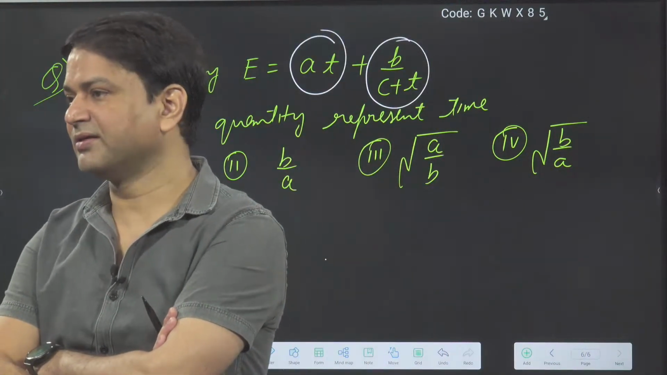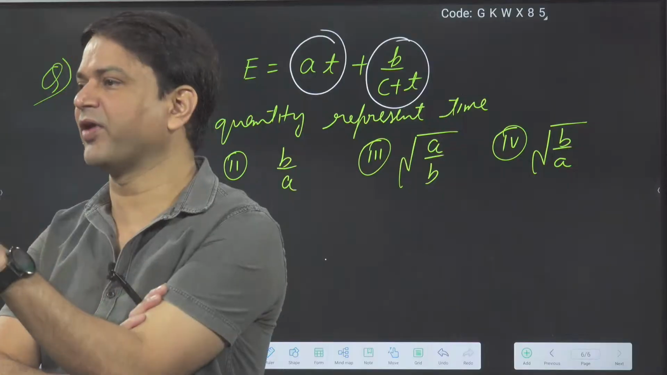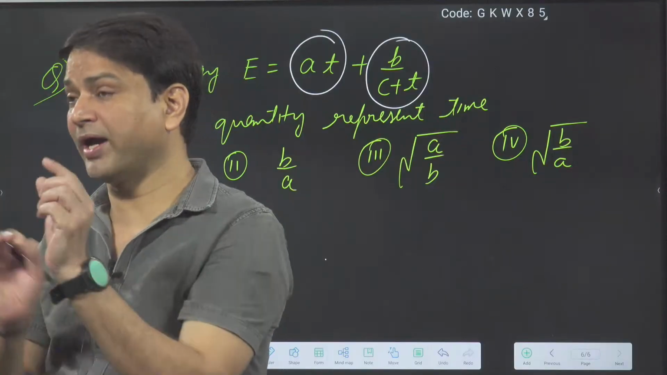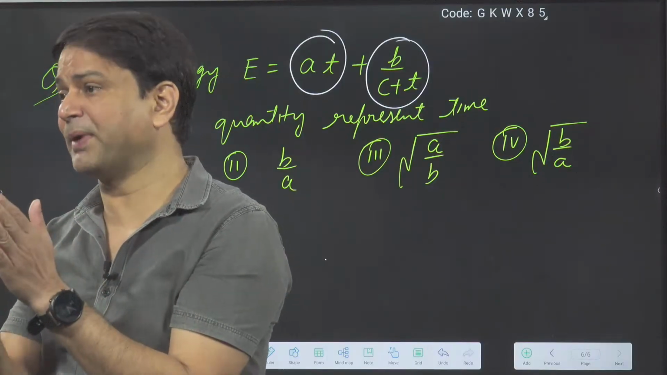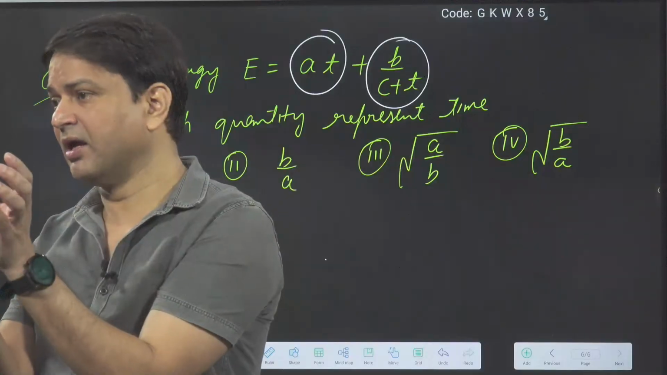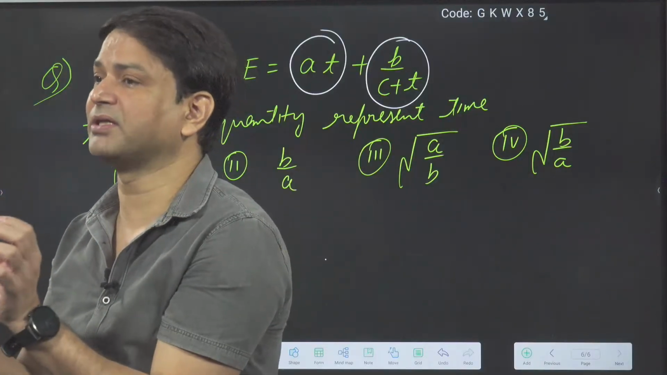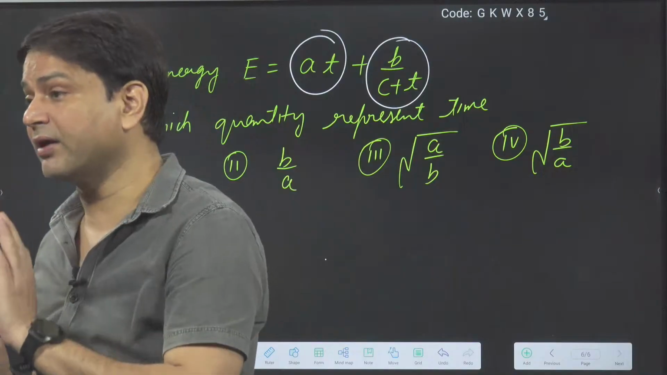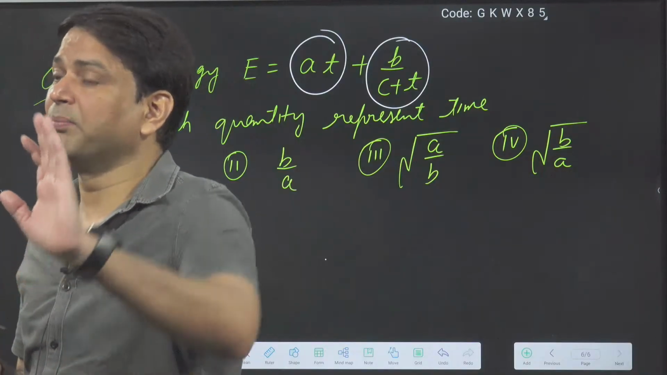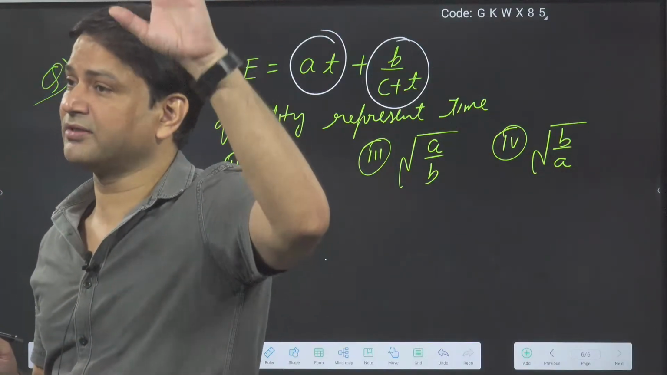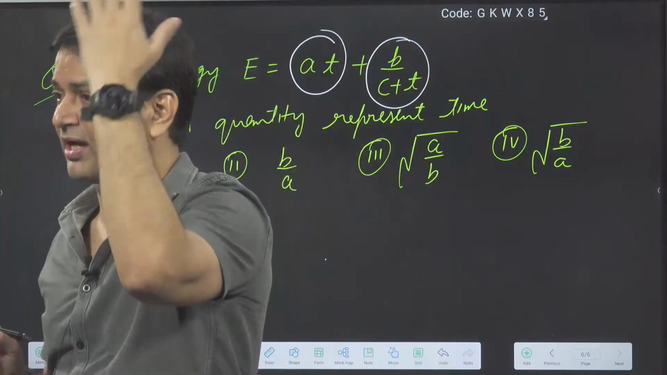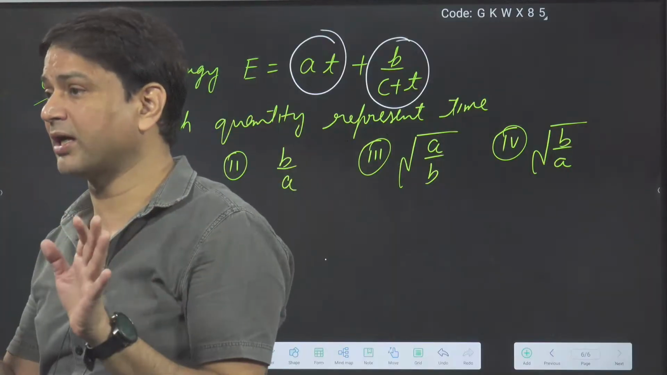Dimension of C. It is the easiest dimension that we can find. Dimension of C is what? T. Why? If you see the denominator C plus T, I am adding C and T. We can add only quantities that have the same dimension. It means the dimension. Here we are not dealing with the magnitude. Maybe C is 3 seconds, time is anything. I'm not talking about the magnitude.